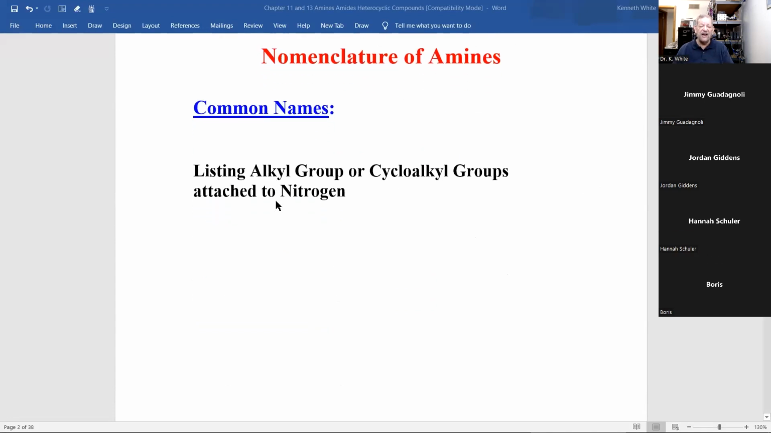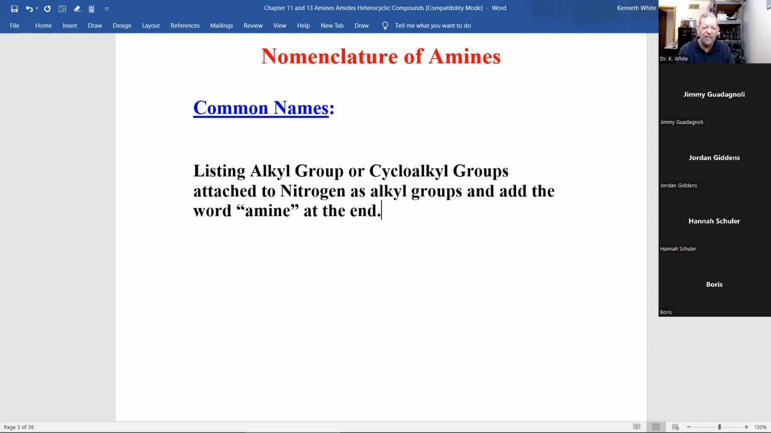So, how do you name amines? Well, good news. Most of us in the business never use IUPAC names. And I can tell you that, but I'm not going to. Now, for amines, you name the alkyl groups or cycloalkyl groups or aryl groups attached to the nitrogen. How do you name common-name amines? You name the alkyl group or groups on the nitrogen as alkyl groups, like methyl, ethyl, etc., and then add the word amine at the end.